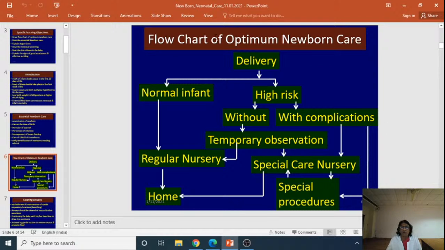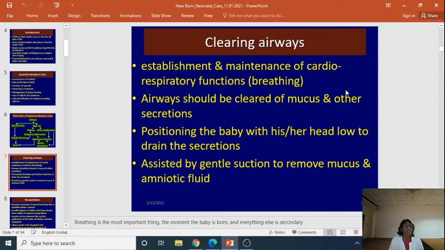This is the flow chart of the optimal newborn care. It's not there in your book. I think you can just draw by yourself. It's not very difficult. You can put the baby delivery, and then normal, high risk, then without, then temporary, then regular, special care. Then next comes clearing airways.